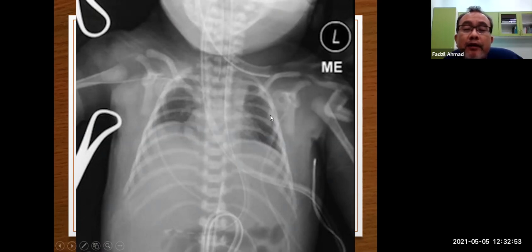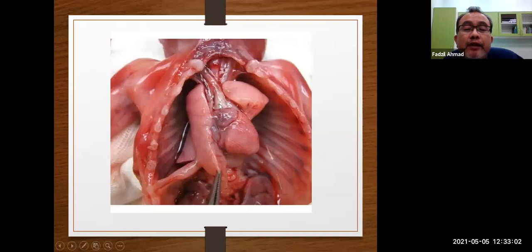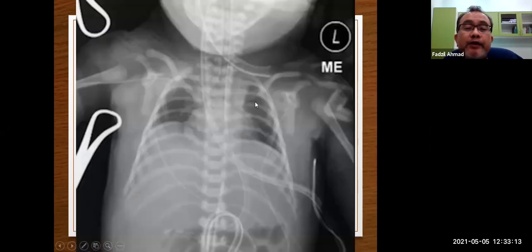This we call bilateral lung hypoplasia. See how the lungs are very small, is it? Even compared to the heart, the lungs are very small. The bilateral lung hypoplasia is very severe like this. It is difficult for a child to survive because there is no treatment. It is very severe because the lungs do not have enough capacity to sustain life.